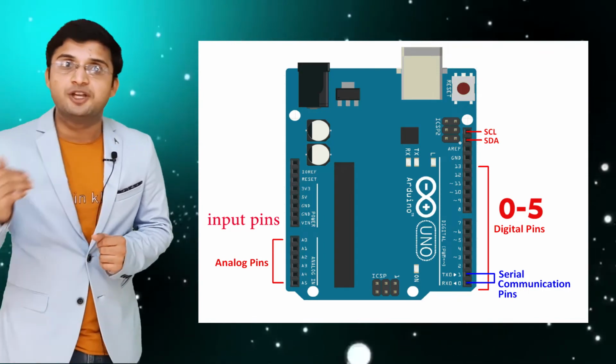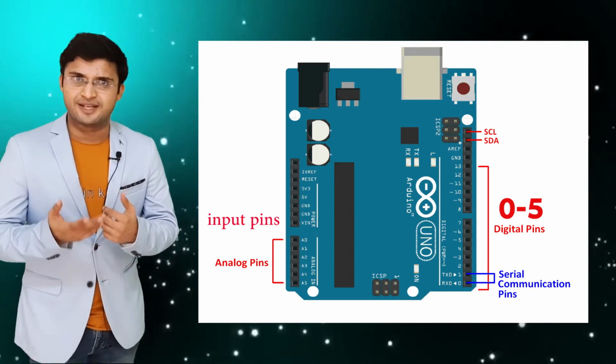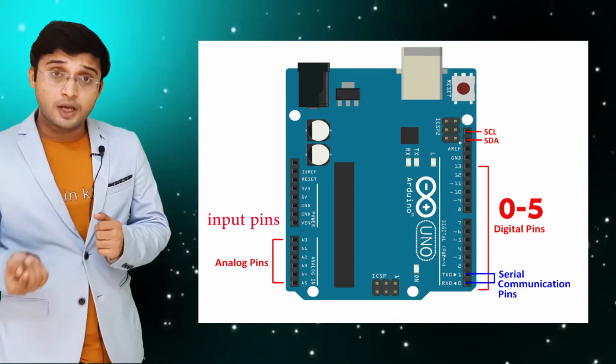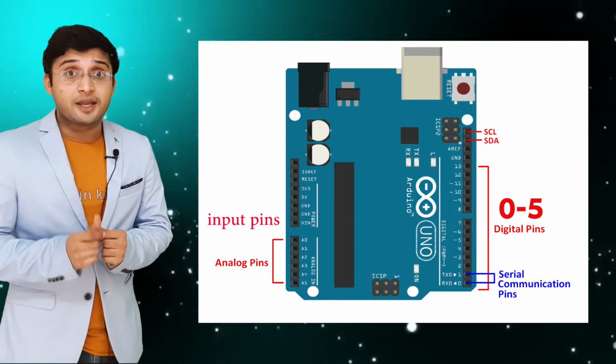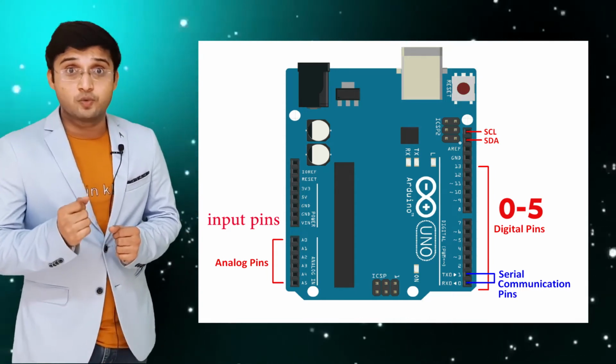Okay, and in analog pins from A0 to A5 are the input pins. So you can give the inputs from the outside, from the sensors or something else. So that inputs can be 0, 1 volt, 2 volt, 3 volt, 4 volt, 5 volt, any voltage you can give to it. So there are no steps in this.